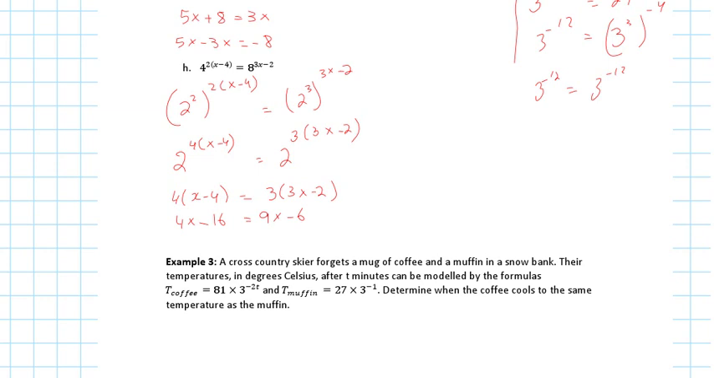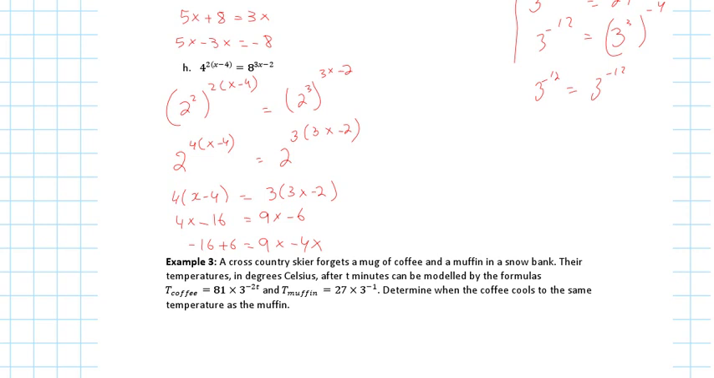Now, I have to bring the x's to one side, the numbers to the other side. So that's going to be negative 16 plus 6 equals 9x minus 4. You decide to bring this over, doesn't matter, as long as you bring the x's to one side, the numbers to the other side.